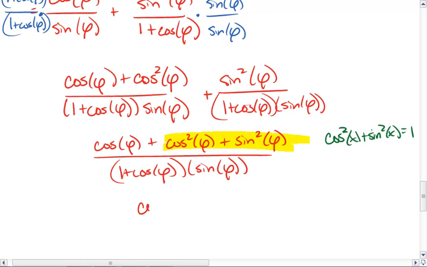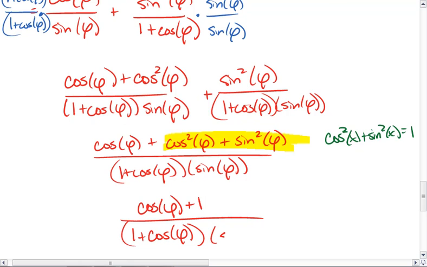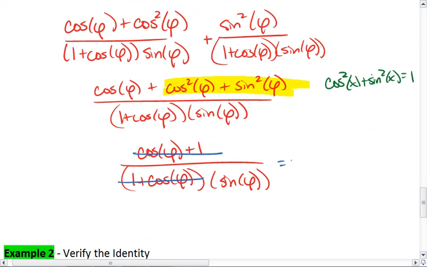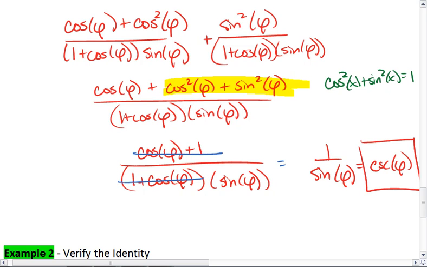Now we have cosine plus 1 all over 1 plus cosine times sine. Well, our 1 plus cosines cancel, leaving us 1 over sine. And remember your reciprocal identities, this equals cosecant. And that's your final answer.